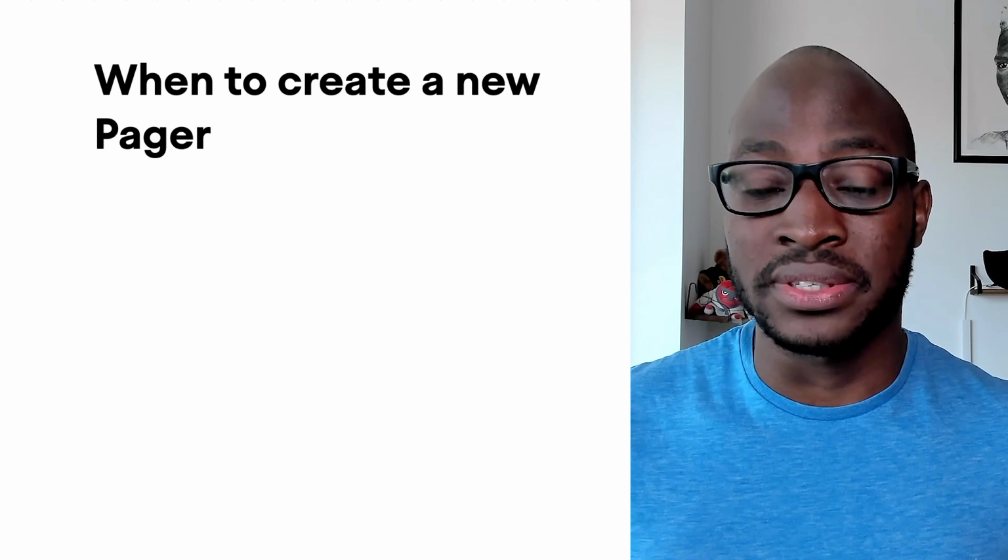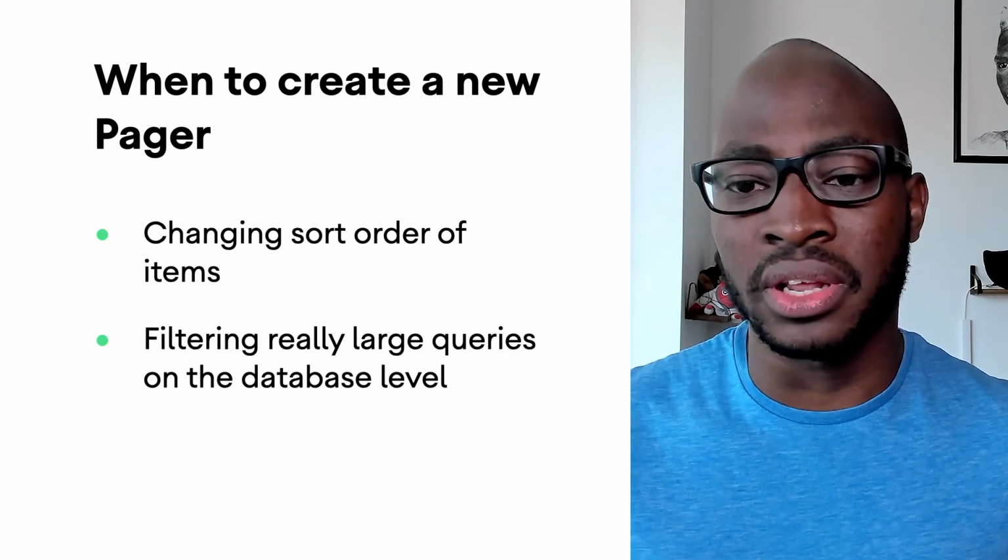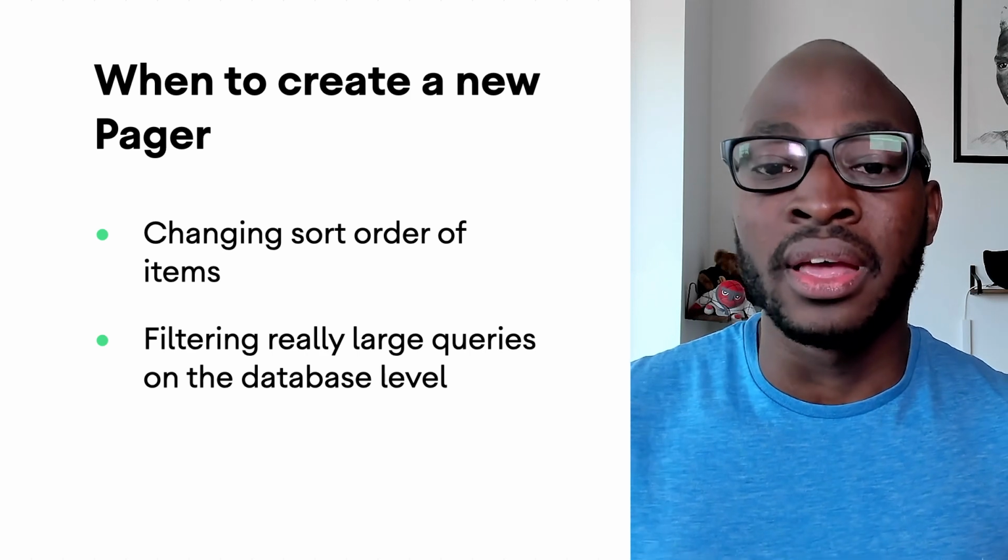For query-based paging sources, significant changes to the query, like with searches in this case, will need a new pager. Other examples of this scenario include changing sort order of items, filtering really large queries on the database level, and so on. Remember, a pager is a window into a set of ordered data. If a new query does not match the original order, you should create a new pager. Check out episode 1 of this series for a quick refresher on how.